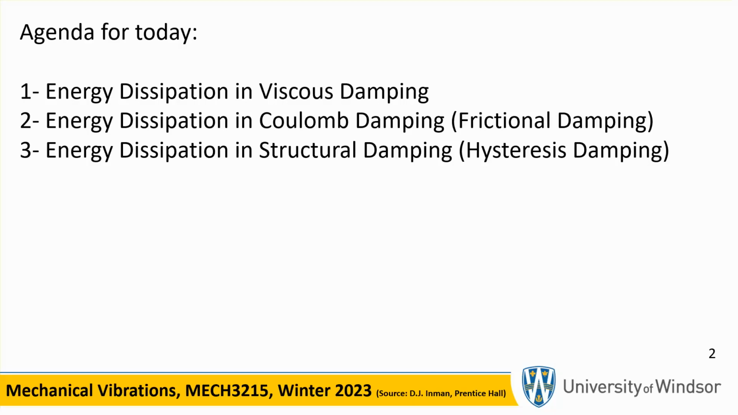And in item number 3, we also look at the material or hysteresis damping, where there is no dry friction, there is no actually literally dashpot involved, but because of the sliding of atoms on each other within the material, energy is dissipated. We will get to that at the very end.